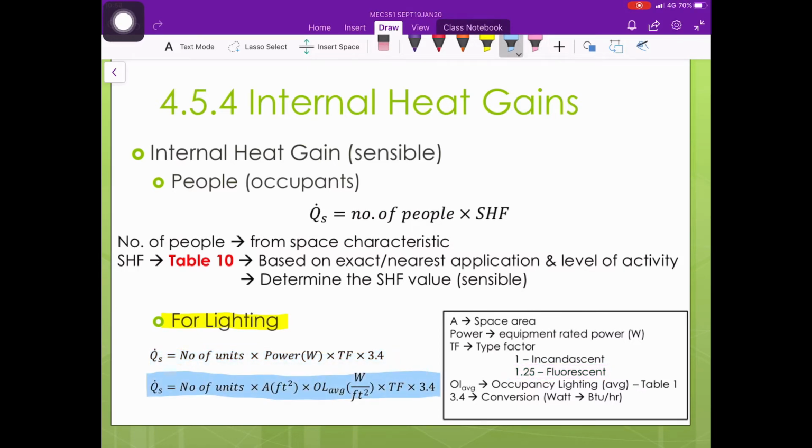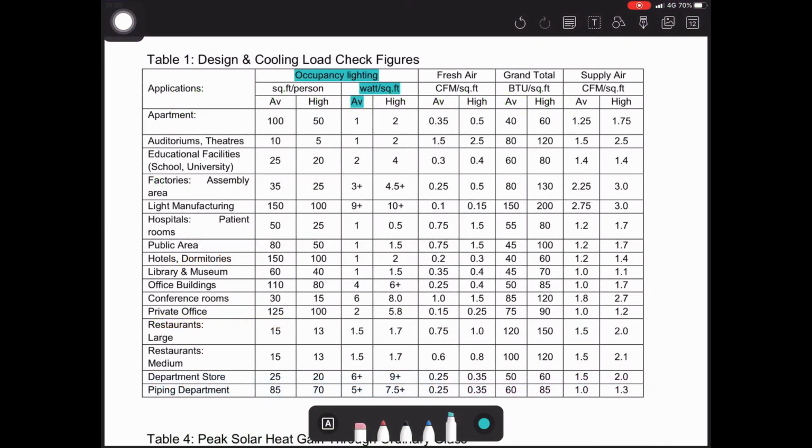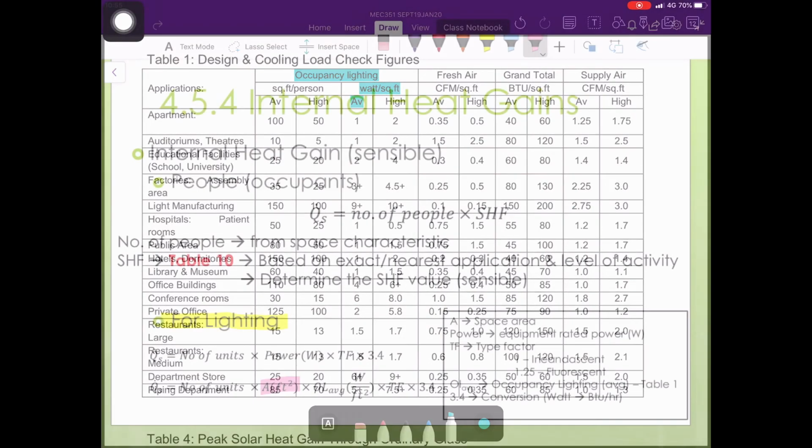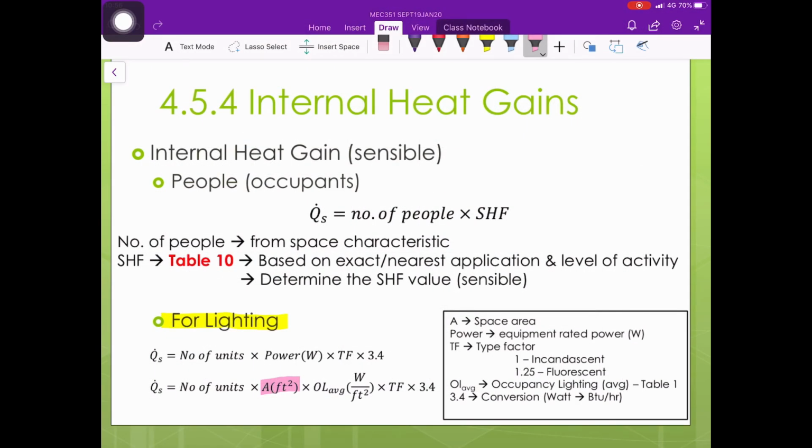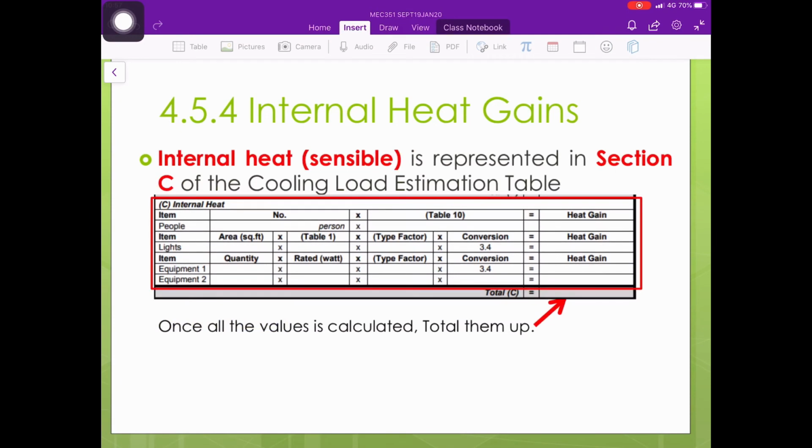We can also determine the lighting sensible heat gain by using this equation. The average occupancy lighting, OL average, can be obtained from Table 1. NA is the space area. The internal heat gain for sensible is represented in section C. If the design room has any electric or electronic equipment, we may include it in this section. Once all values have been determined, we can sum them up as total C.